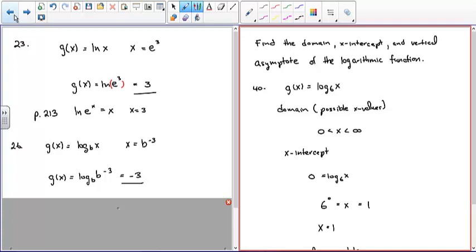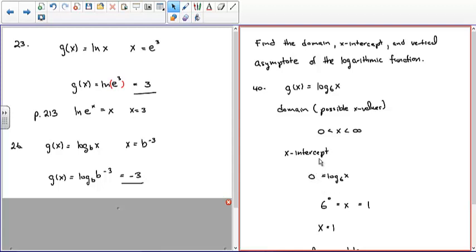Okay, then they talk about finding the domain, x-intercept, and vertical asymptote of logarithmic functions. So here we have g of x is log to the base 6 of x. The only difference between this and what we saw earlier, when we did log base 2, is that it's just going to be a similar shape, either flatter or more vertical. Our domain is still from 0 to infinity. We still have a vertical asymptote at x equals 0, like we did for log to the base 2 of x. The x-intercept is always equal to 1.